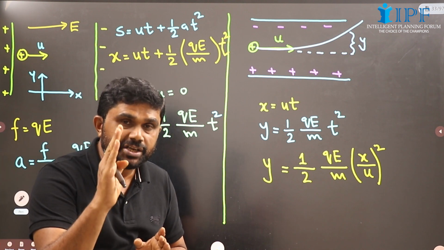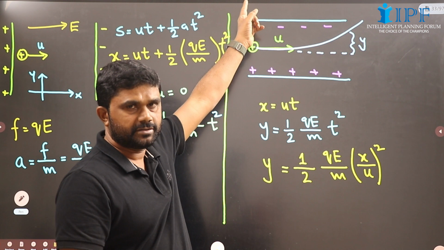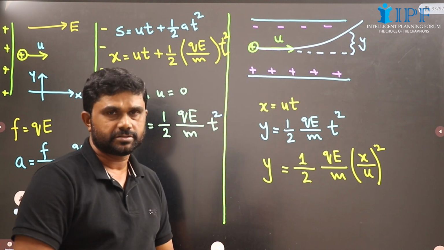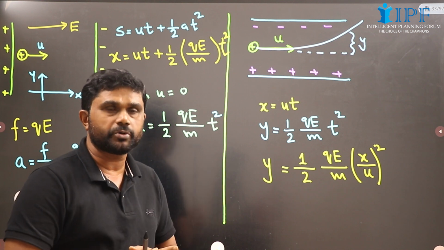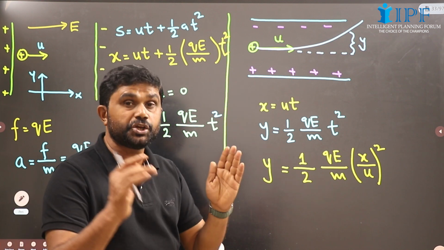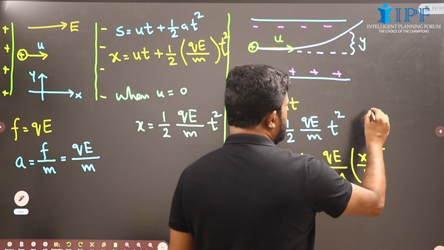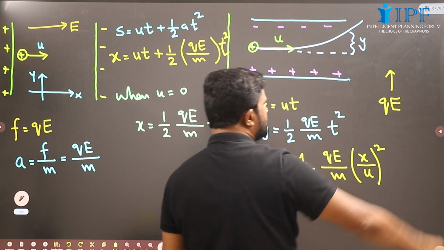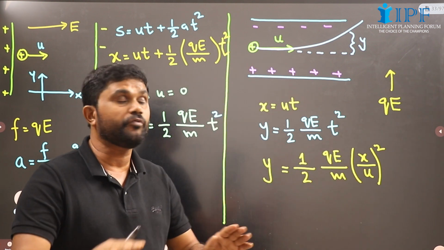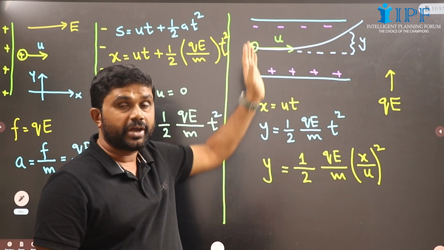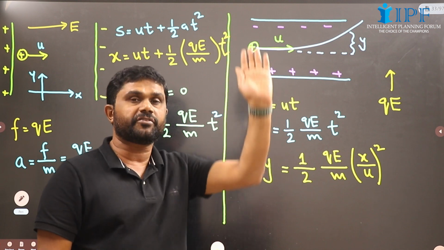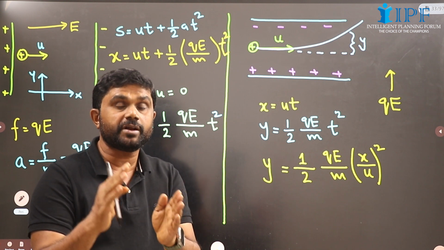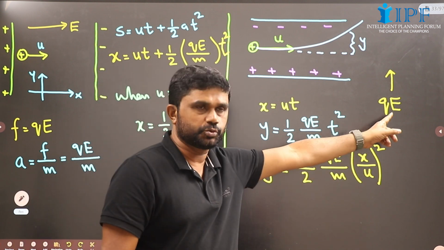There is no initial velocity along the y direction, but there is an acceleration along the y direction due to the electric field. What is the force on the particle due to electric field? That is again Q into E along the y direction. That is the force. Initially, there is no velocity along the y direction. So when we consider the motion along the y direction, initial velocity u equal to 0, then displacement y will be half a t square.